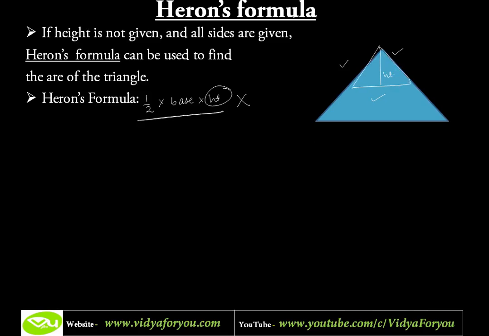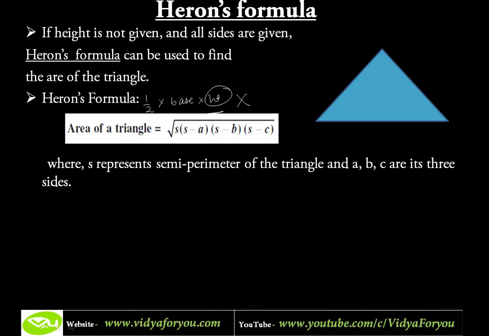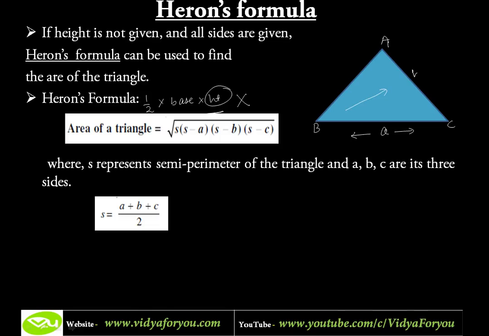Okay, so if we see this triangle, the area of a triangle is given by the square root of S into S minus a, S minus b, S minus c. Now what is S, what is a, we'll learn it very soon. Here S represents the semi-perimeter of the triangle ABC, and a, b, c are the 3 sides. The best way to represent everything in a triangle is, if you assume this vertex as A, the side opposite to it will be represented by lowercase a. If this is B, opposite to this will be b. If this is C, opposite to this will be c.